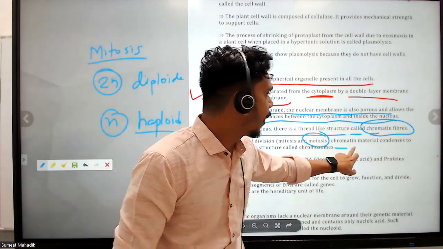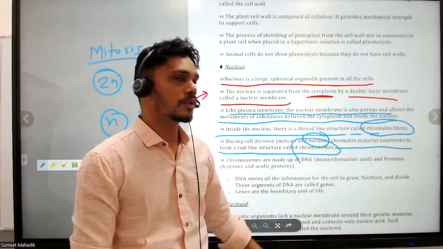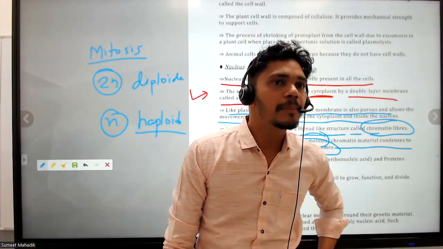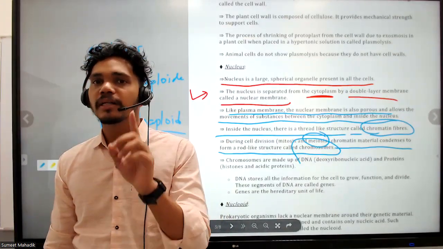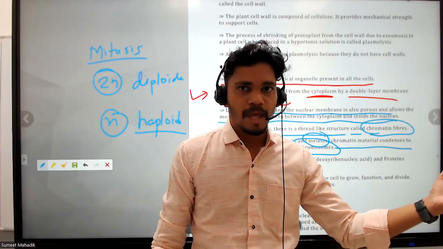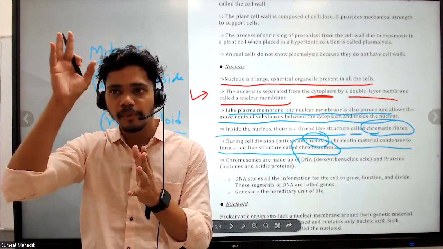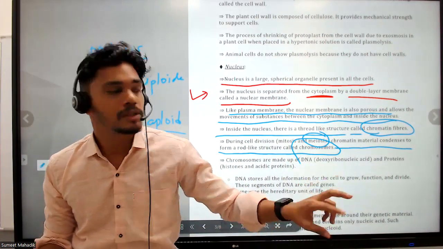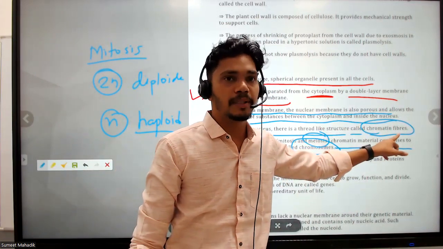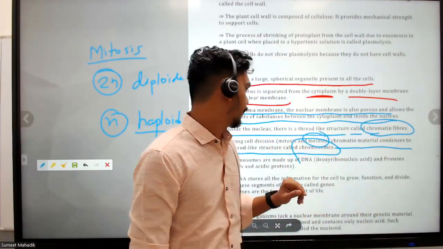Okay. Now chromatin material condenses to form rod-like structures called chromosomes. What are chromosomes? Genetic material. Who is responsible for transfer of genetic information? If the daughter cells are forming, they must have the same properties as the parent cell. So who is giving that information? Chromosomes. How are the chromosomes forming? From chromatin fibers. Yes or no? Where are they found? Inside the nucleus.